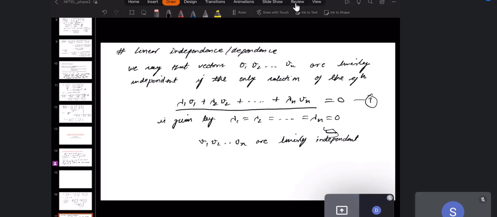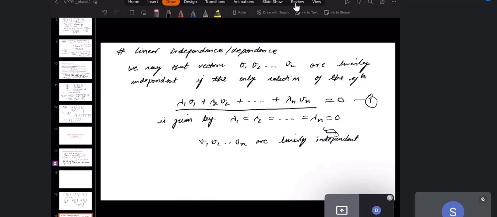In the same way, we say that if the only solution of this equation is that all the scalars are equal to 0, then it is linearly independent. Otherwise, if any of these scalars is not equal to 0, then we say that these vectors are linearly dependent. So this is one of the basic concepts.